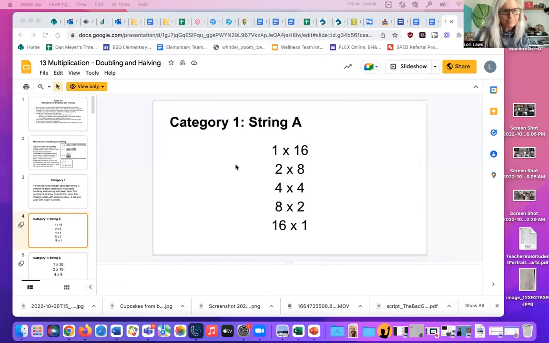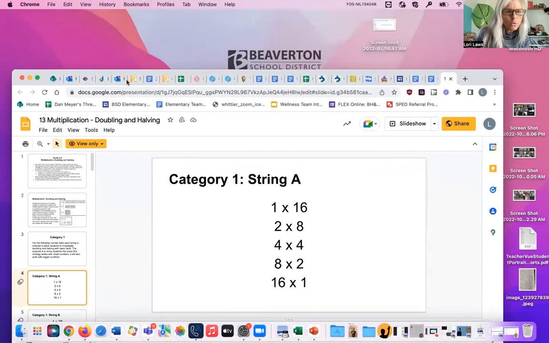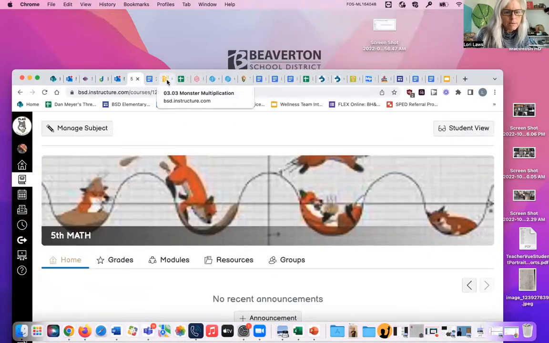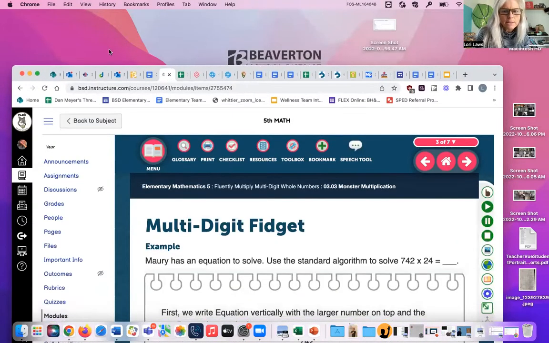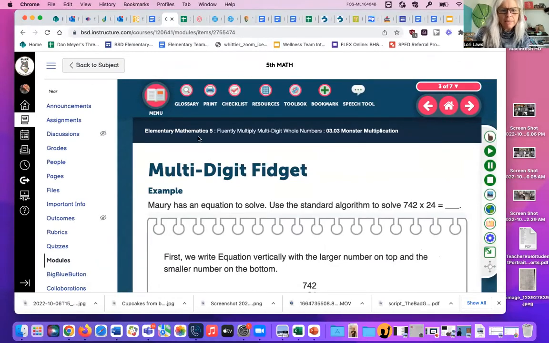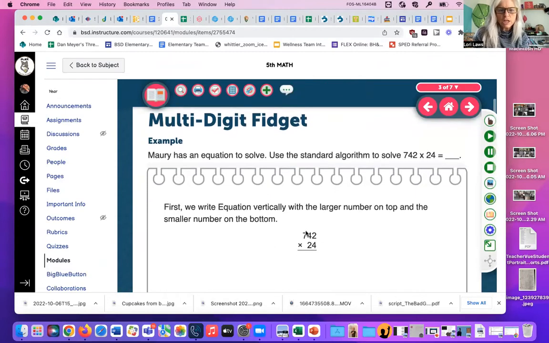So where are we doing that? Well, let's take a look. Let me share my screen and we'll go to the lesson today. Oops, not that lesson, this one right here. Whoops. I wanted to be in math, there it is. Here we are in the math lesson. We're in 3.03, monster multiplication, multi-digit.